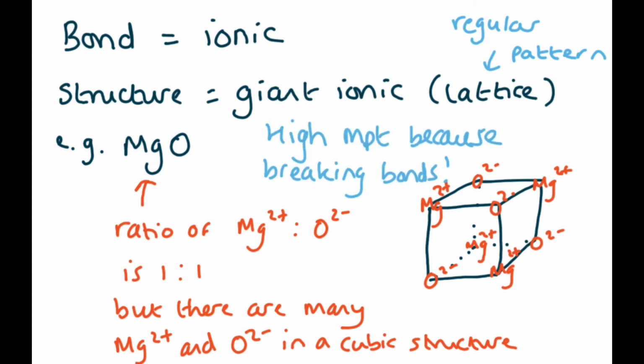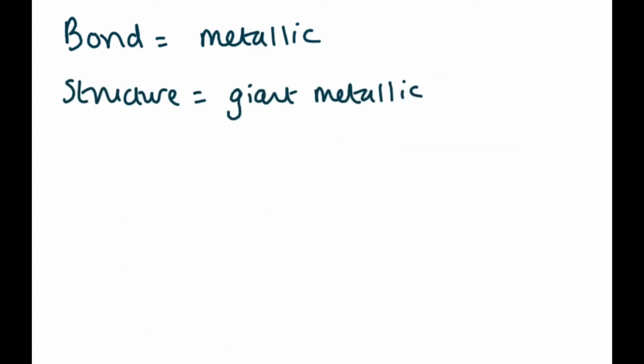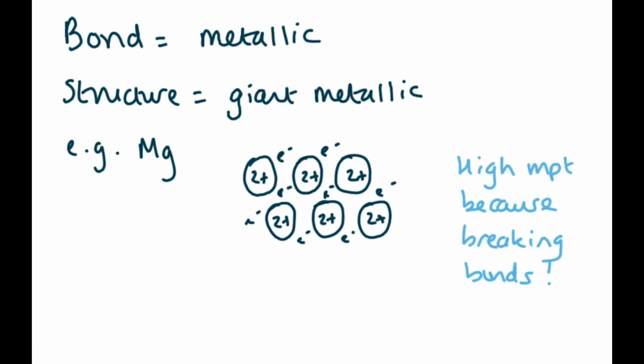And it's got a high melting point because in order to break this up, you have to break the strong bonds, and a lot of energy is needed. So if the bond is ionic, then the only possible structure is giant ionic. If the bond is metallic, then the only possible structure is giant metallic. We've shown that example already with the positive metal ions and the delocalized electrons. And again, it's a high melting point because you're breaking those strong bonds.